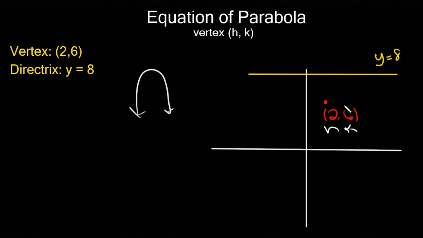So looking at the distance from my vertex to my directrix is going to be a distance of 2. And so from here, if you want to go ahead and put on your focus, you can. That's going to be somewhere over here. Now, what are going to be the coordinates of that focus?